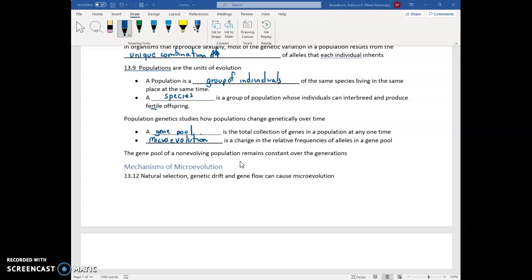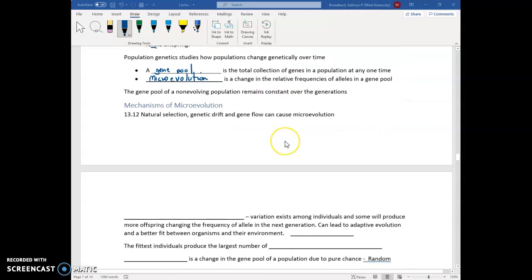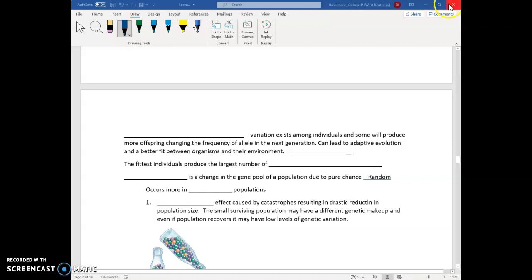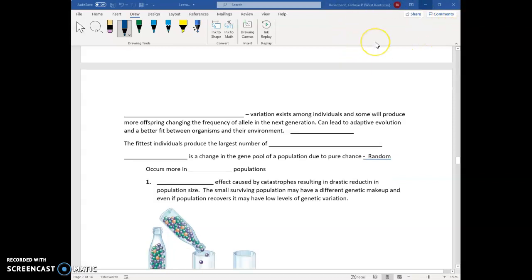So we're going to look at the three mechanisms of microevolution. We're going to look at natural selection, genetic drift, gene flow. We'll also look at sexual selection. I guess there are four. Natural selection is the first one.